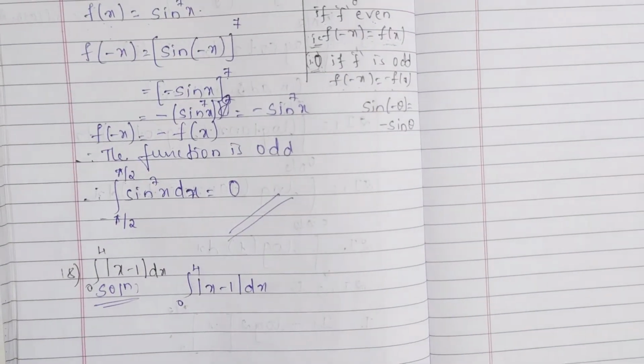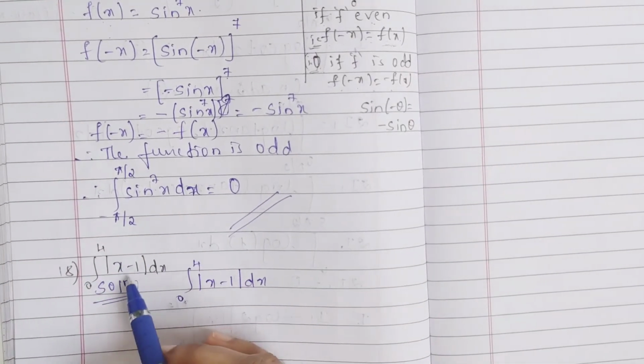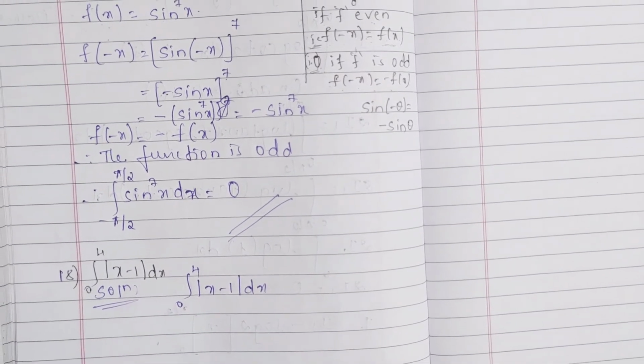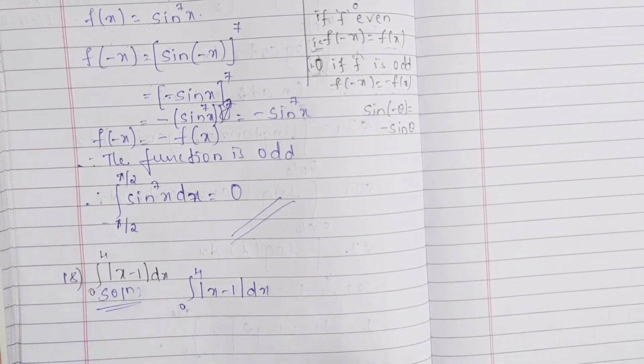Next is your 18th question. Integration modulus x minus 1 dx from 0 to 4. So as you can see, this is in modulus. So modulus means what I have said you. Without thinking anything else, go to your property 2.